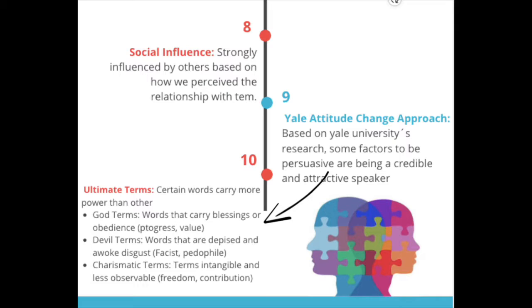The tenth one is the ultimate terms. This one talks about certain words that carry more power than others. This is divided into three different terms. The God terms are words that carry blessings or obedience, for example words like progress and value. The second one is the devil terms. These are words that are despised and evoke disgust, for example fascist and pedophile. The third one is the charismatic terms. Those are terms that are intangible and less observable, like freedom and contribution.